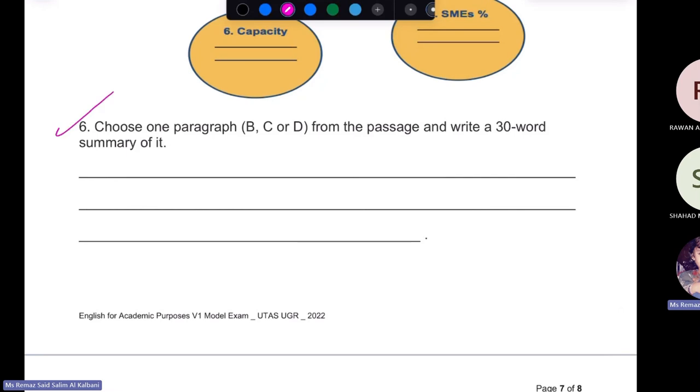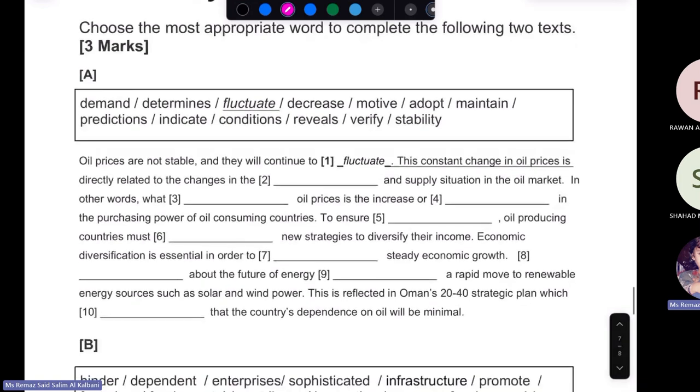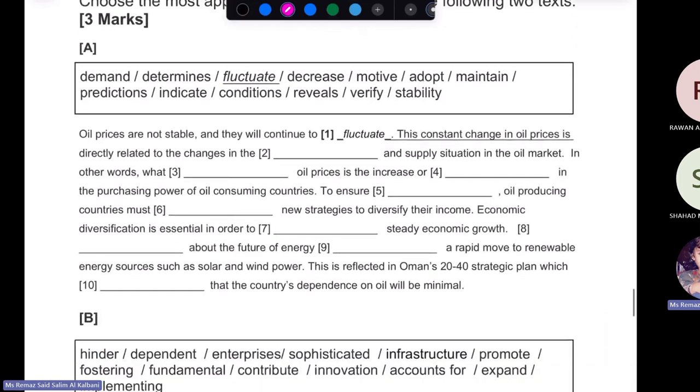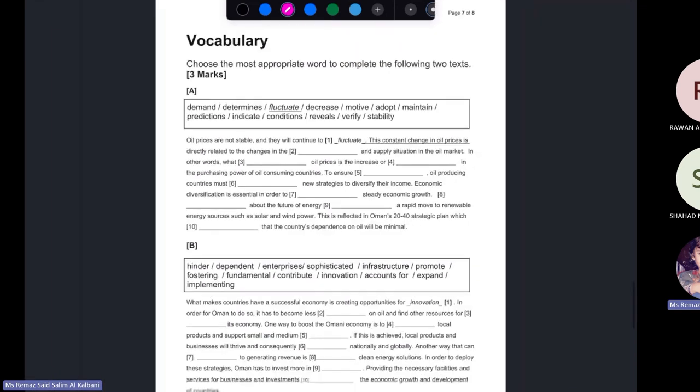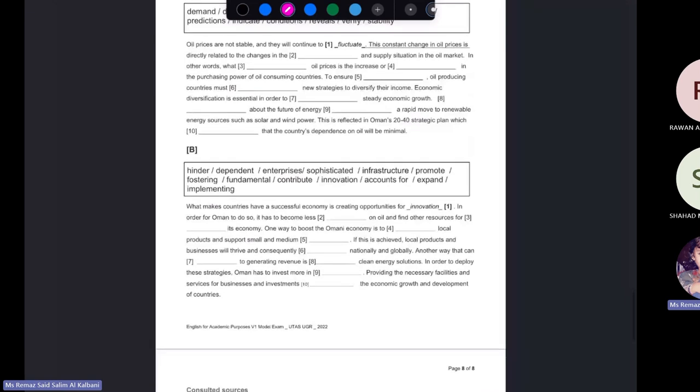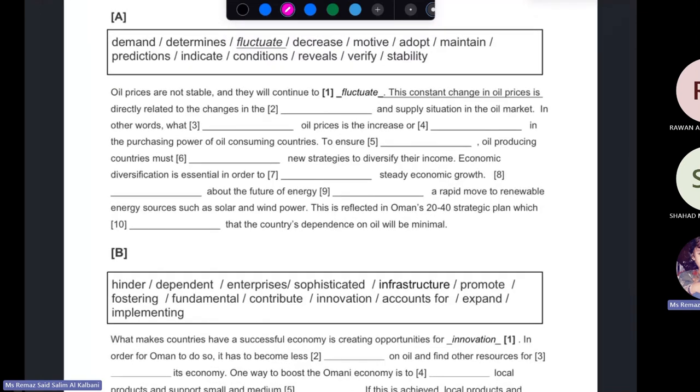But before we go there, let's just look at this one. You have the vocabulary in here, okay? It won't take long, but the technique that you use in here to solve this type of questions is only by looking at the previous word.